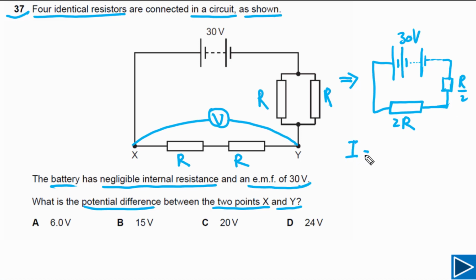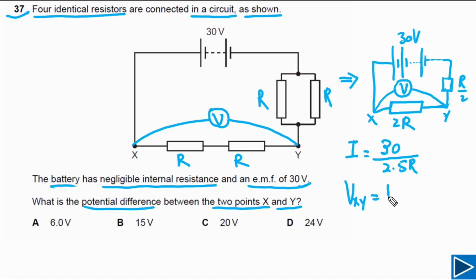So current in the circuit will be equal to EMF of the cell divided by total resistance. The total resistance of this circuit, simply we can write down, is 2.5 times R. We need to find out the potential difference across this resistor, which means our voltmeter is connected between these 2 points. This is our point X and this is our point Y. So we need to find out what is the potential difference between X and Y.